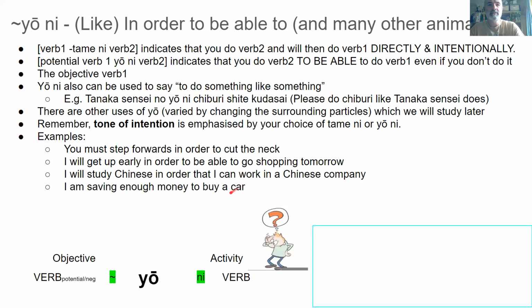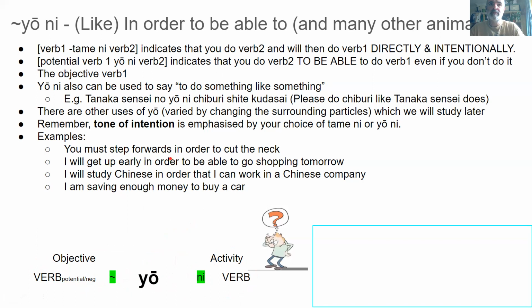So before we actually look at these, let's just quickly look at the construction. We don't generally have a noun before yoni in this particular case, but we would generally put the verb in either the potential form, or if you wanted this to be negative verb here, then that's why we would use yoni. We can't use tameni if the objective is negative. And then the activity we'll put as a verb. This has ni after it. So there's no particle between the verb and yoni at the beginning, but then after this we have ni.